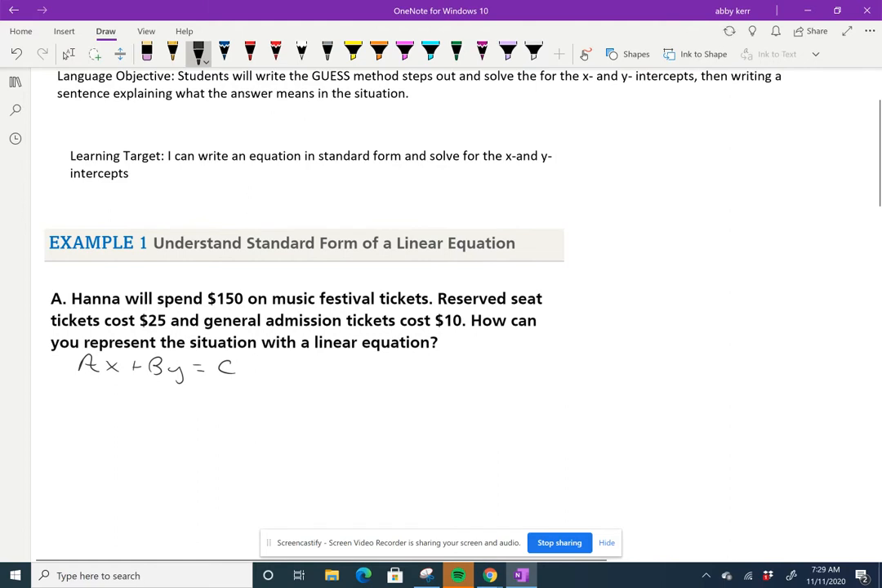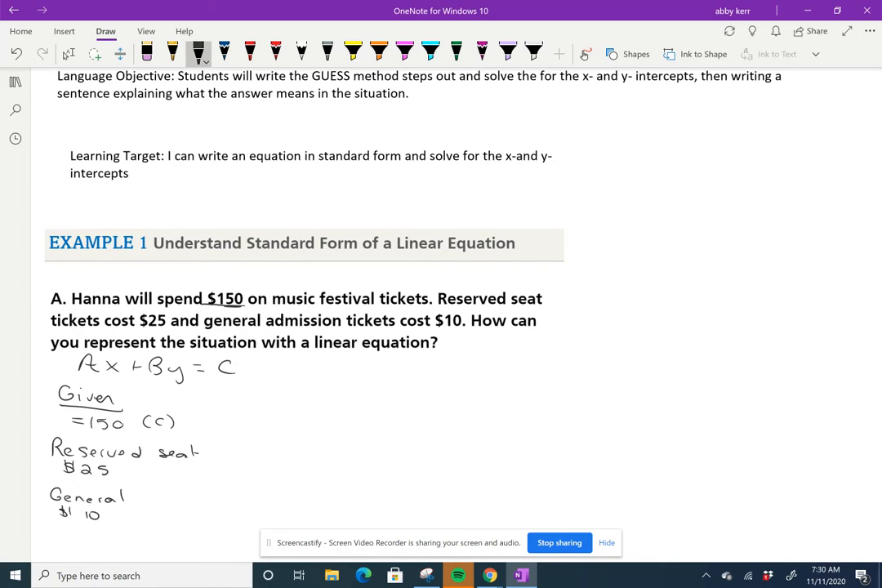Now, it's really important for you to write all the given information down. So it says that she will spend $150 total. So that's actually going to be our C value, because that's just the amount of money that she'll spend. Now, it also says the reserved seats cost $25. And then the general seats will cost $10.